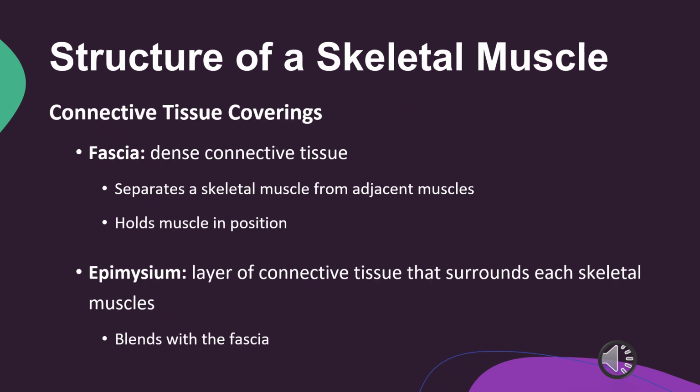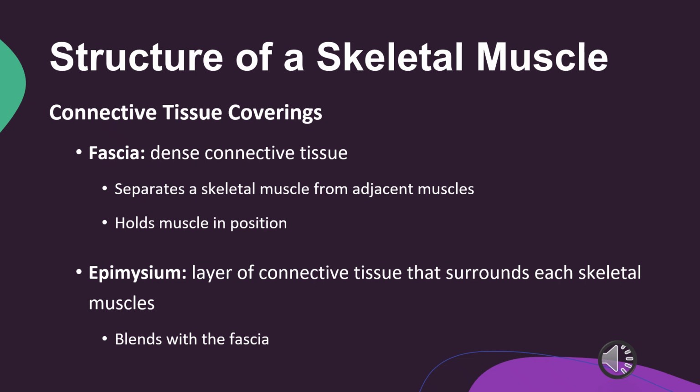To understand how a muscle is organized, we need to start off with its connective tissue covering. Think of them as the packaging and the structural support layers for your muscles. We're going to break them down here by terms, and then we'll look at some images later. The outermost layer is the fascia. This is a dense connective tissue that surrounds entire muscles, and it separates them from neighboring muscles. It holds the muscles in position and connects them to surrounding tissues.